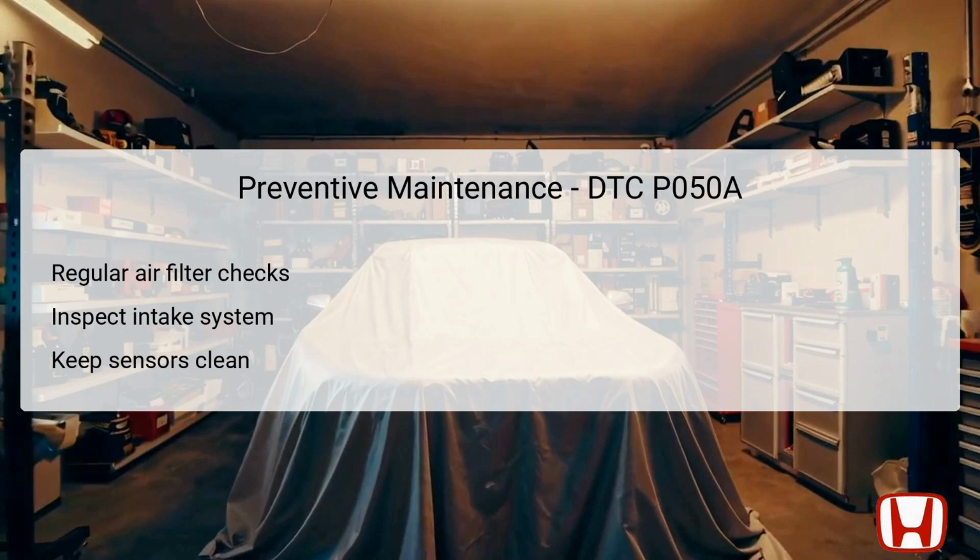To maintain optimal performance and prevent future occurrences of DTC P050A, implementing a proactive preventive maintenance routine is essential. Regularly check the air filter and replace it as necessary to ensure that clean air flows into the engine without obstructions. Additionally, consistently inspect the intake system for blockages or leaks that could impede airflow. Keeping the MAF and IAT sensors clean and free of debris will also help maintain the accuracy of readings, critical for the engine's functioning. Establishing a regular maintenance schedule will ensure that the cold start idle air control system operates efficiently and keep any related issues at bay.